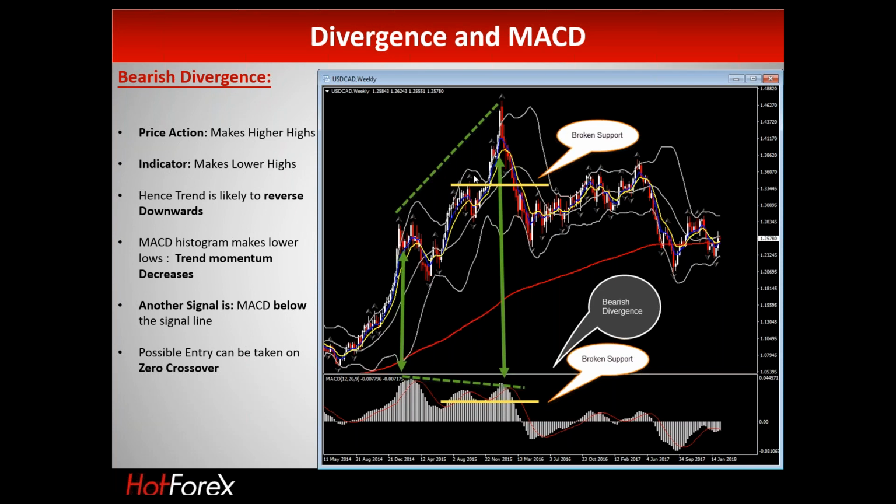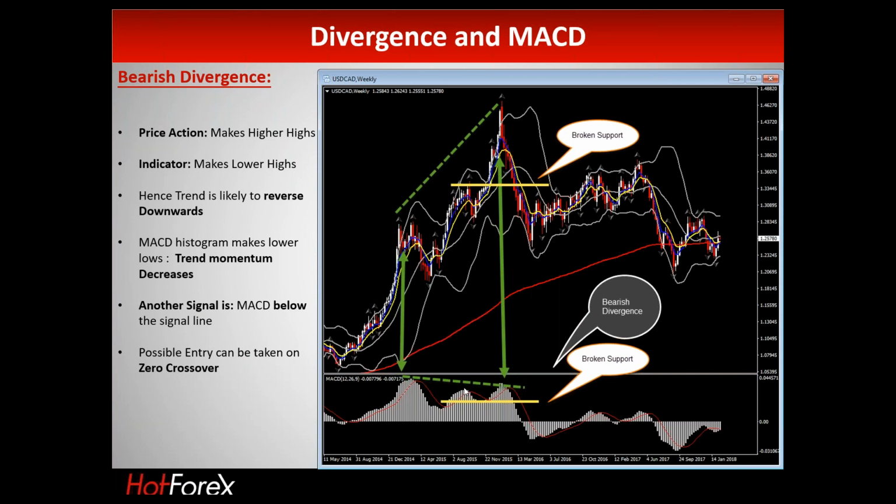The momentum, the power of the bulls pushing the price higher, is decreasing. So the upwards momentum decreases, and that's another sign of the upwards movement running out of steam. So you have to check the bars as well, because they are decreasing. Also, as we said, another signal is that the MACD is below the signal line, and that did happen in this area over here, or again here, here, and here.